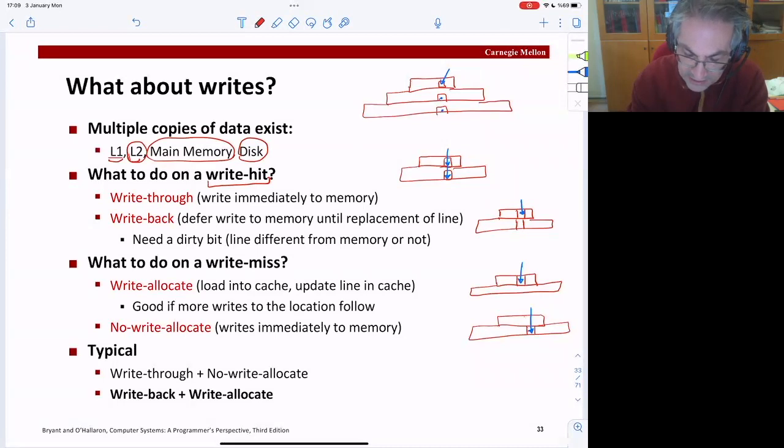Write hit means the following: you want to write into a memory location. You have an address, you want to write into that, and that particular line is in the cache. What do you do? There are two strategies for this. One is write through. The other one is write back.